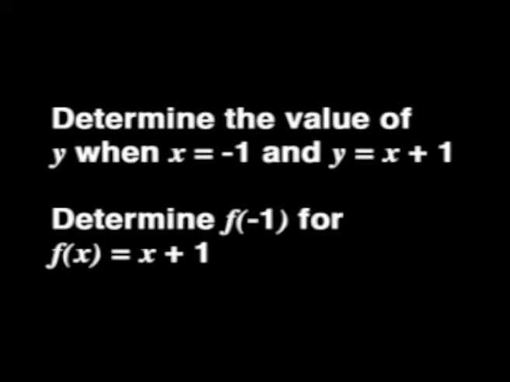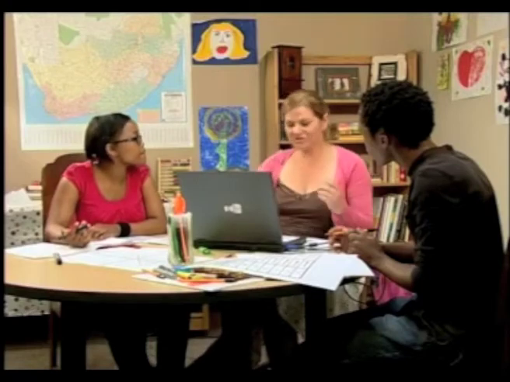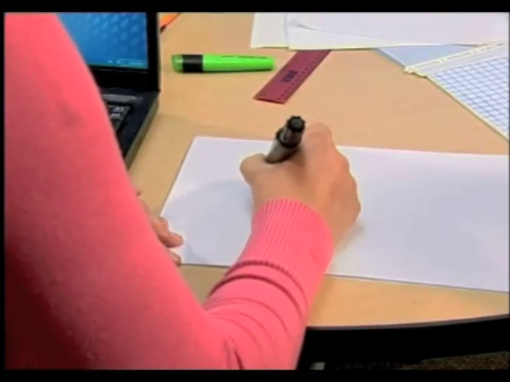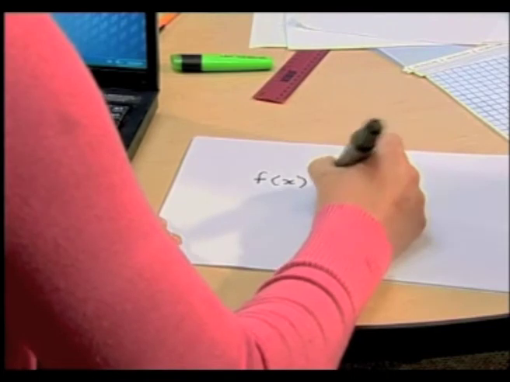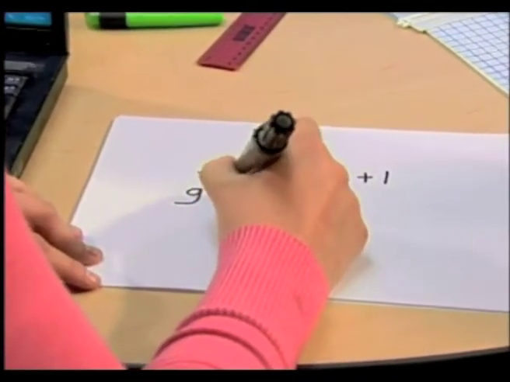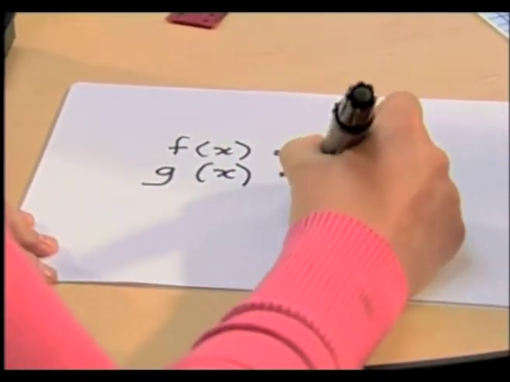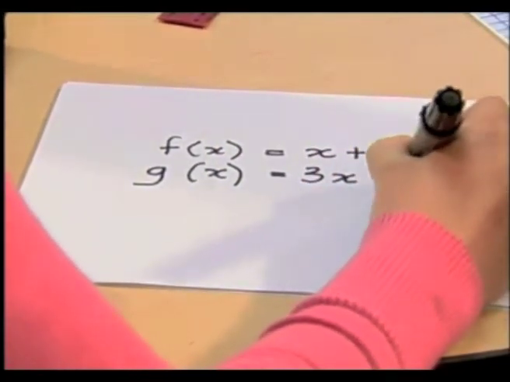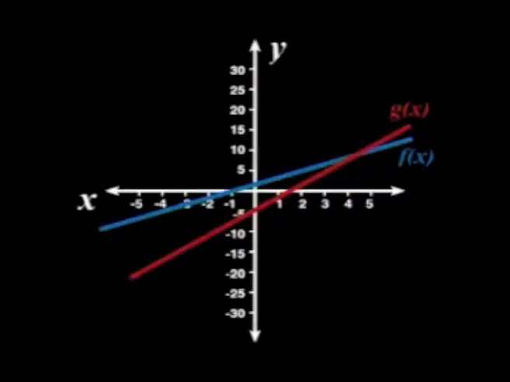Okay, and what is the other advantage? If you're working on two different functions at the same time, then you can call the one f and the other g. Here, f of x is equal to x plus 1 and g of x is equal to 3x minus 5. If you then drew the graphs of the two functions on the same set of axes, you could simply label the one f and the other g instead of writing out the whole equation.